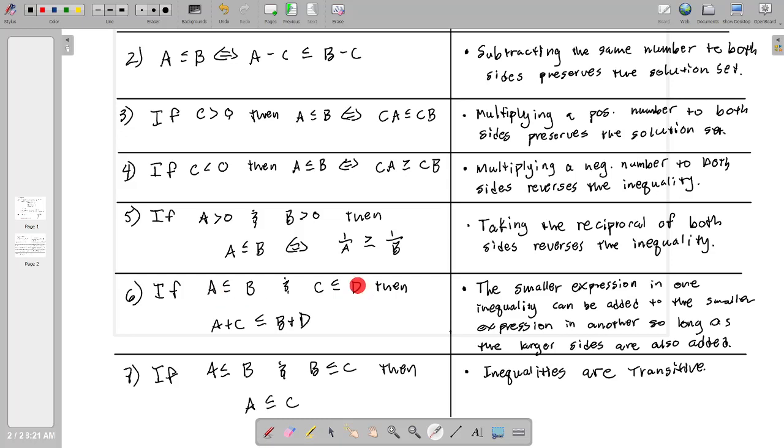Adding A to D and B to C will give us no relationship. We don't know which side will be bigger because we know B is bigger than A and C is less than or equal to D, but we don't know how much bigger or how much less than they are.